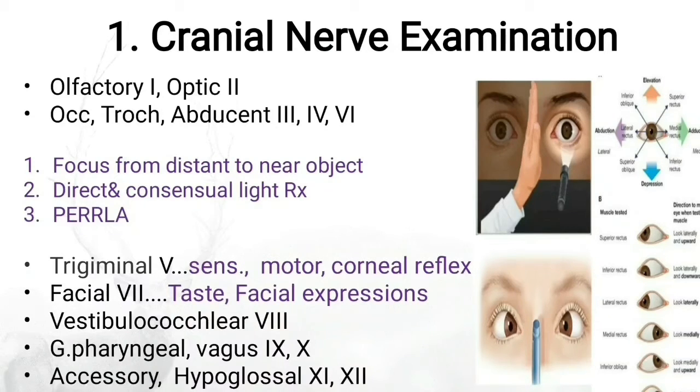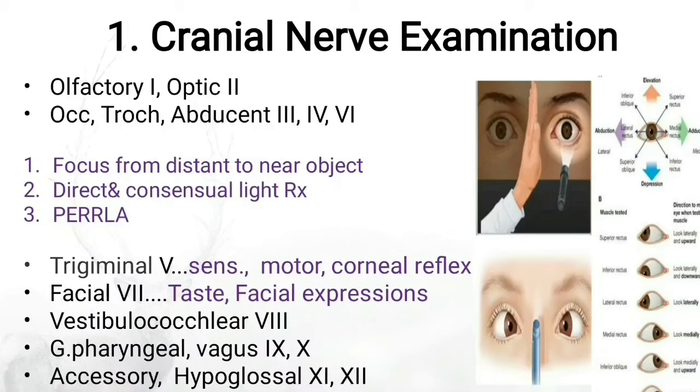3 main steps to examine the trigeminal nerve. Sensory, by applying an instrument or cotton on the forehead, cheek, or jaw, which are supplied by the trigeminal nerve. Corneal reflex, by applying sterile cotton on the cornea to see the patient blinking for a positive corneal reflex. The motor test, asking the patient to clench his teeth. This tests the temporalis and masseter muscles, which should contract equally bilaterally.